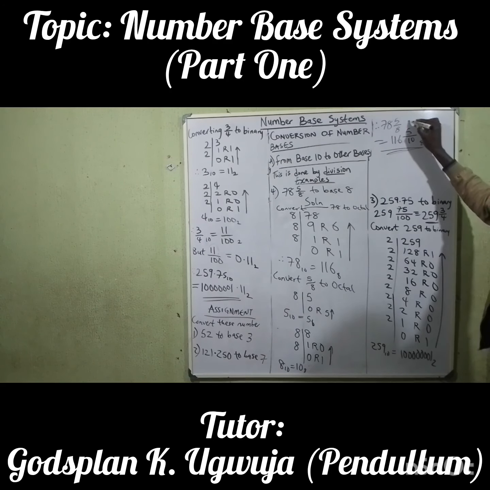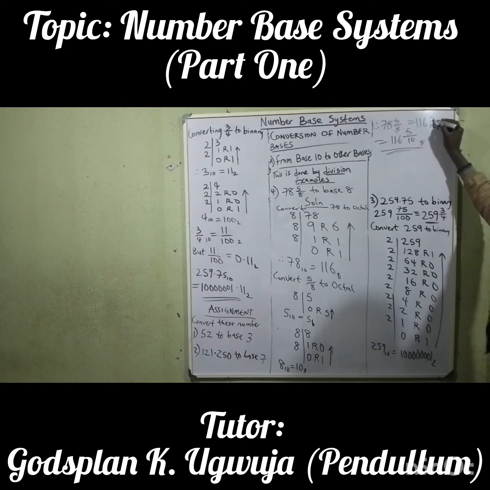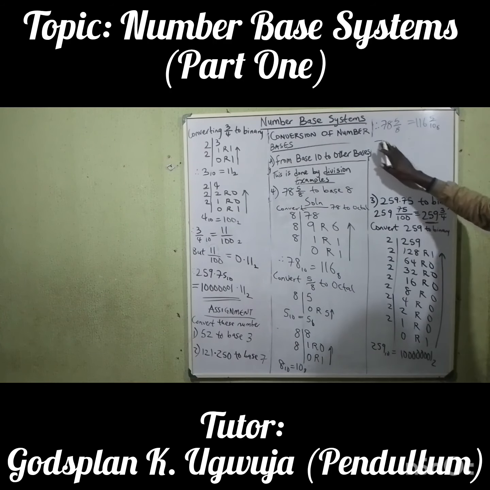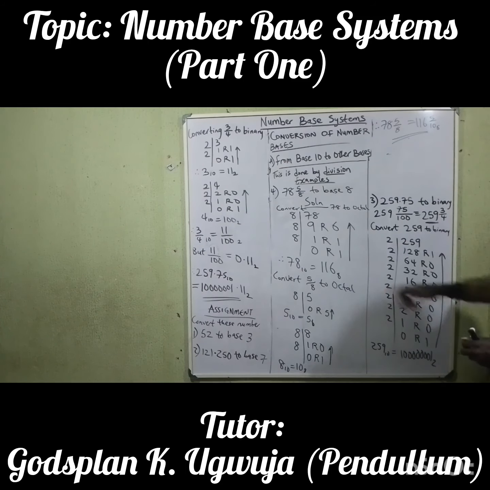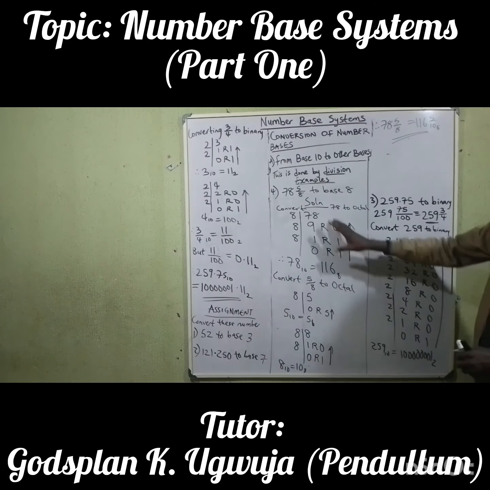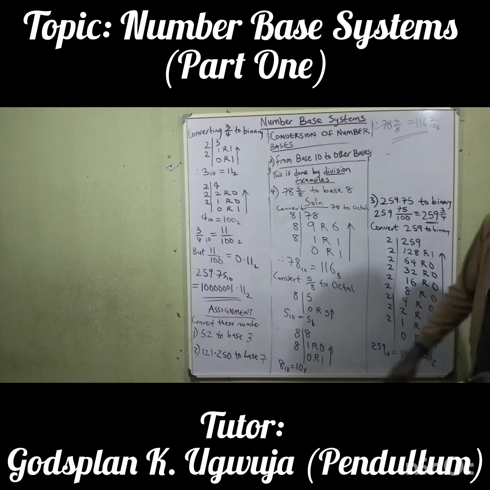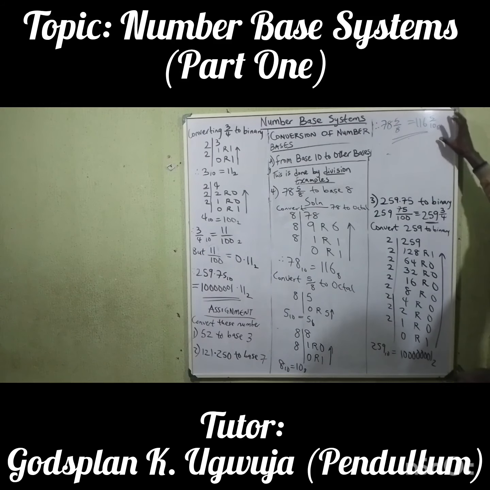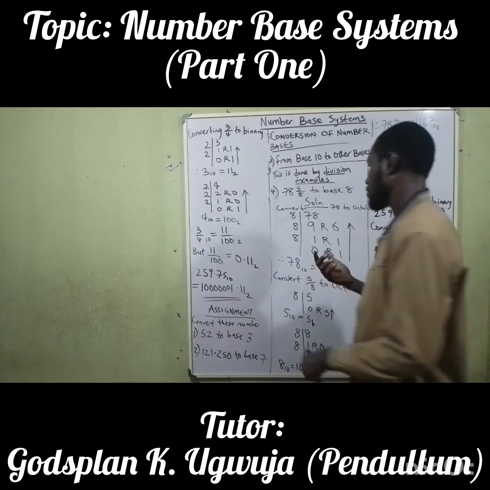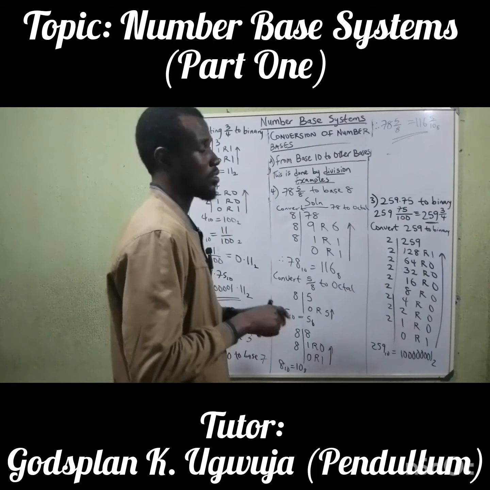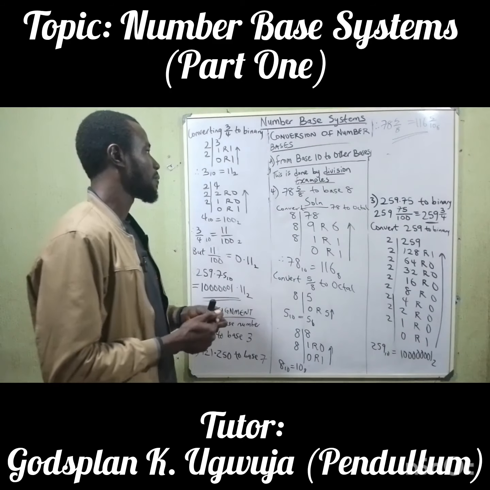This is my answer: 116, 5 over 10 in base 8. Okay, so this is the equivalent of this number in base 8. 116, just convert the whole number part. 5 is 5 in base 8 and in base 10. Then 8 in base 10 is 10 in base 8. That's it. So I believe if you listen carefully, you should have gotten the concept here.